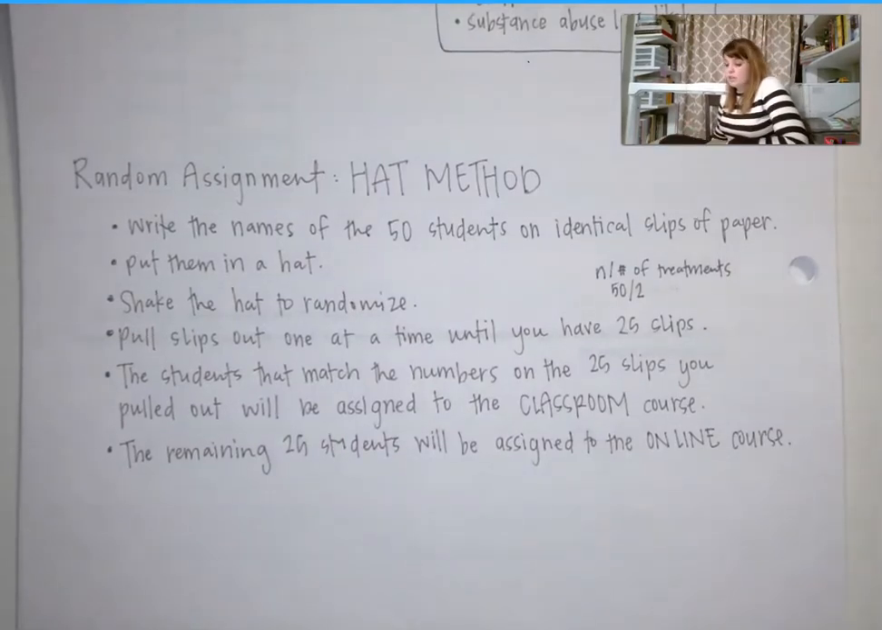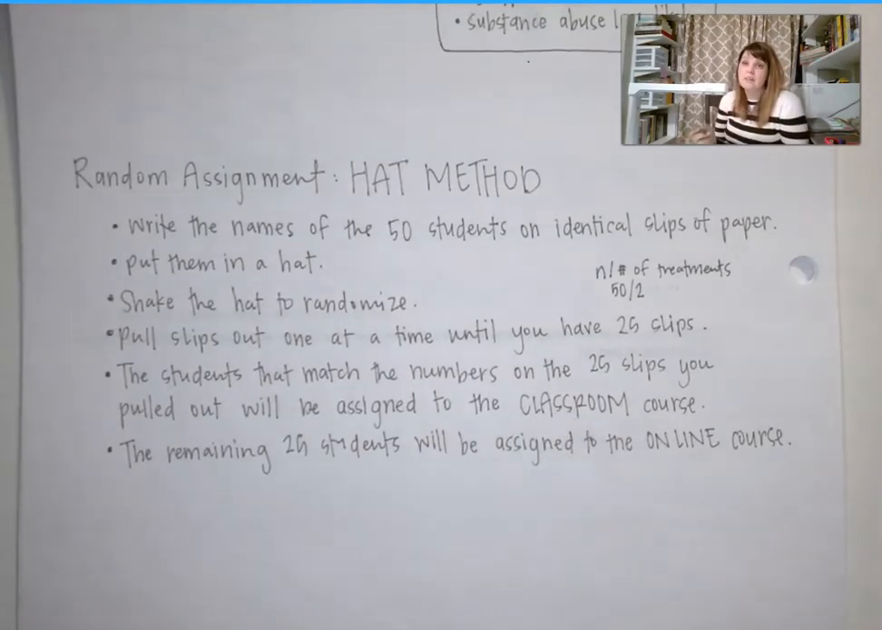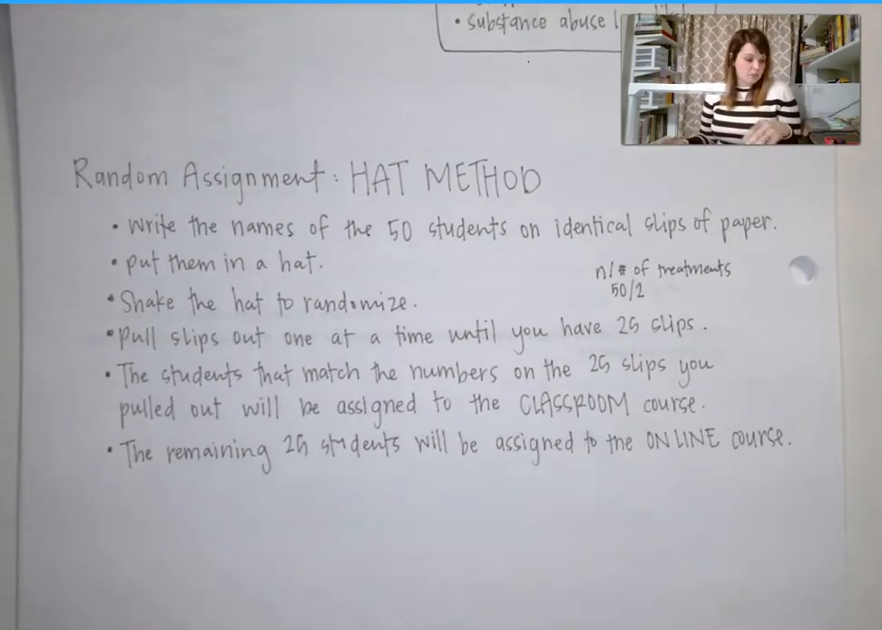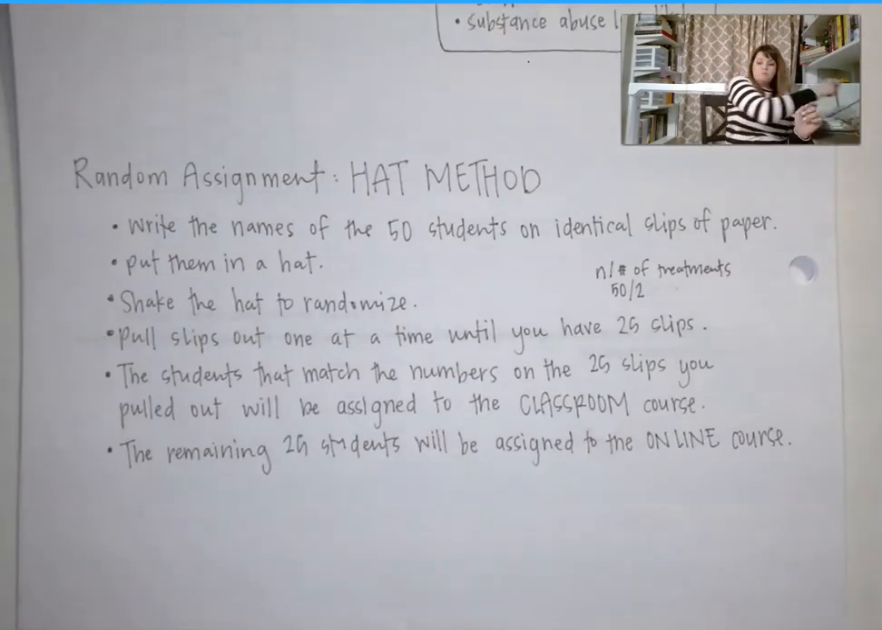And it's important to note here that I chose the classroom course first simply because of alphabetical order. C comes before O, so of the two treatments, I just went, oh, I'll assign the first one in alphabetical order to the first 25 kids that come out of the hat. So this is the basic hat method. Two takeaways, so I just want to highlight those real quick, and then we'll talk about technology.